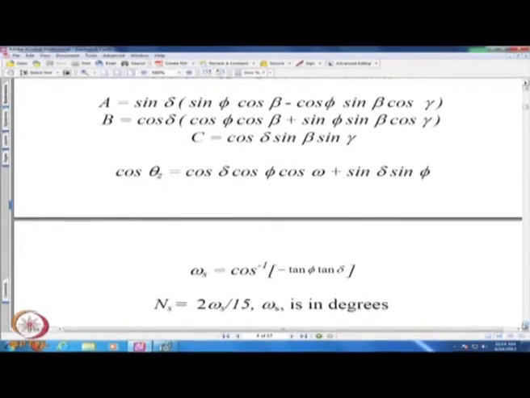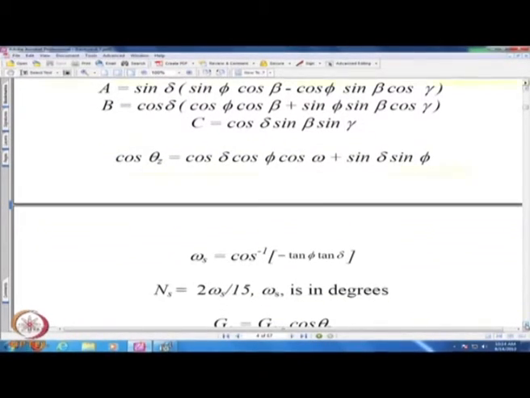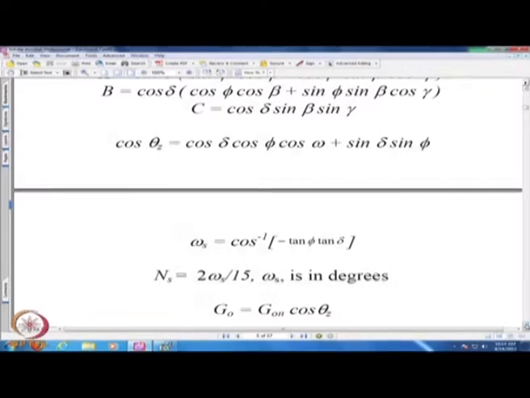From this we defined the so called sunset hour angle, which is nothing but when the sun appears at the horizon, obtained by setting theta z equal to pi by 2. If you solve cosine theta z equal to 0, then you will get the corresponding angle omega s as cosine inverse of minus tan phi tan delta.